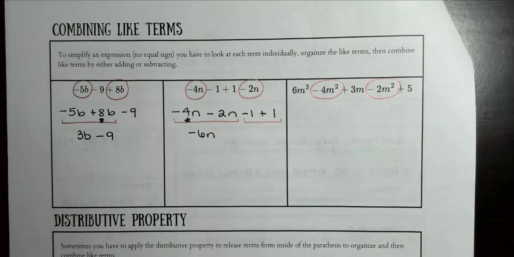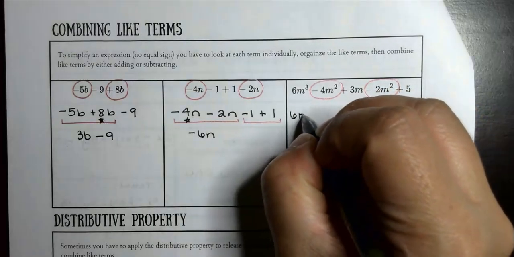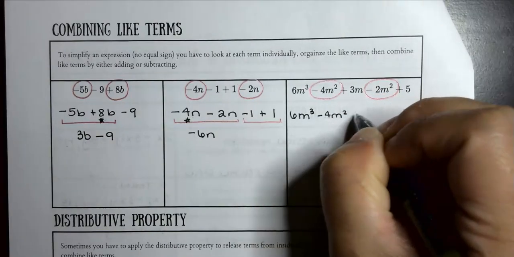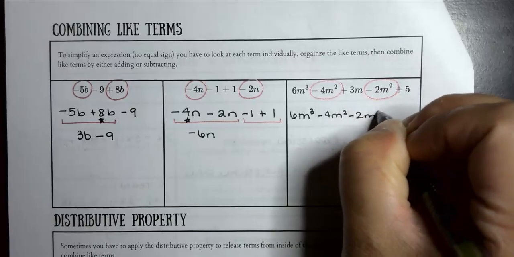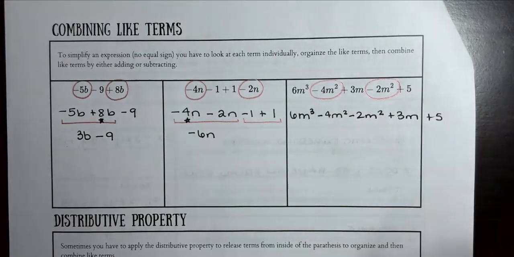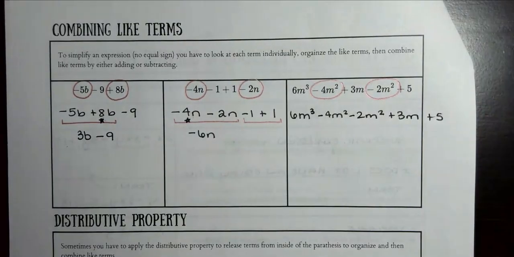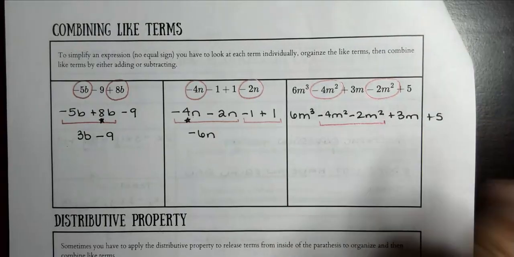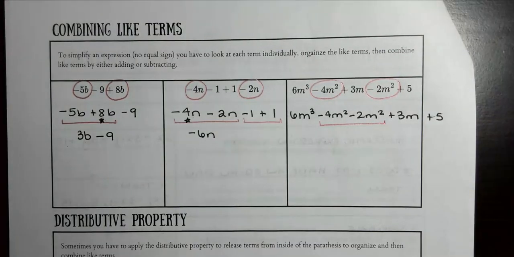And so when I rewrite this, I'm just going to bring down the 6m to the third. I'm going to say -4m squared minus 2m squared plus 3m plus 5. So the only ones that are going to be combined here, even though there's a whole bunch of m's, we need to make sure that also the exponent matches.